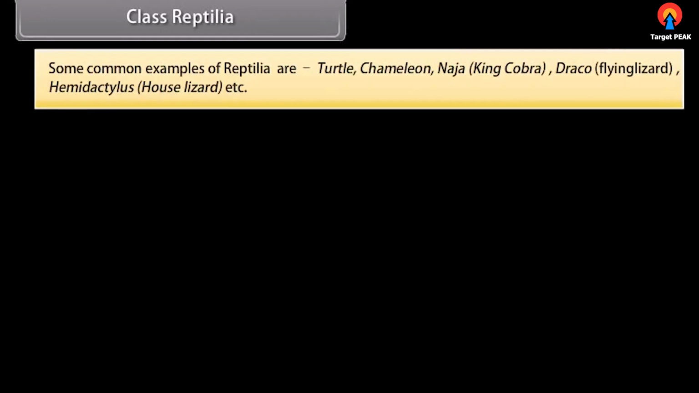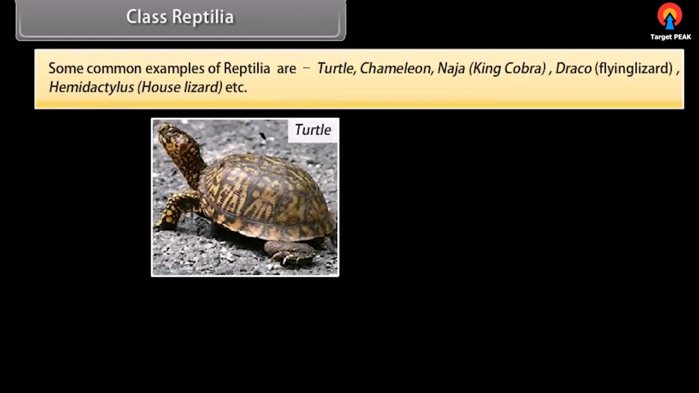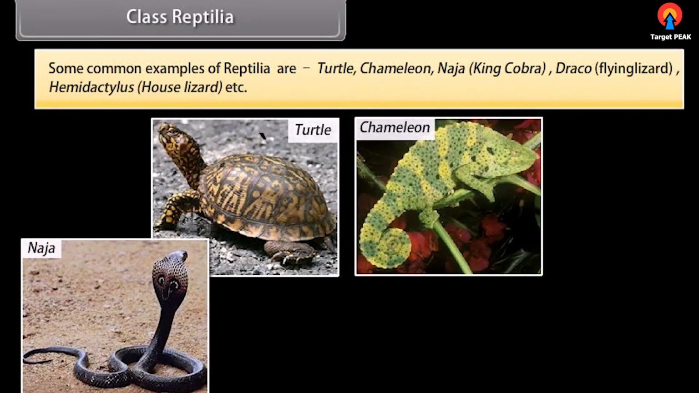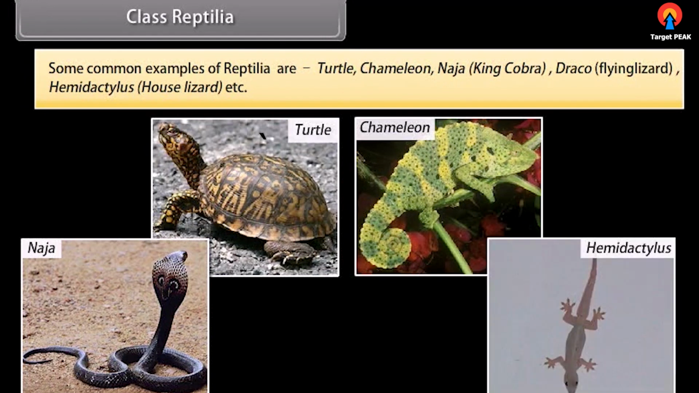Some common examples of Reptilia are turtle, chameleon, naja, king cobra, draco, flying lizard, hemidactylus, house lizard, etc.